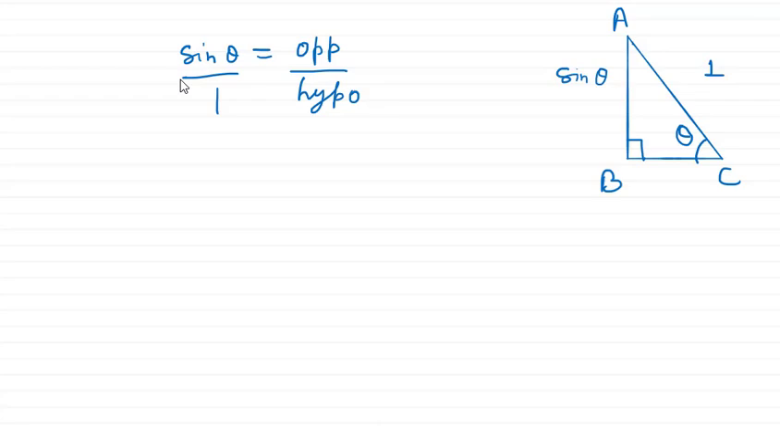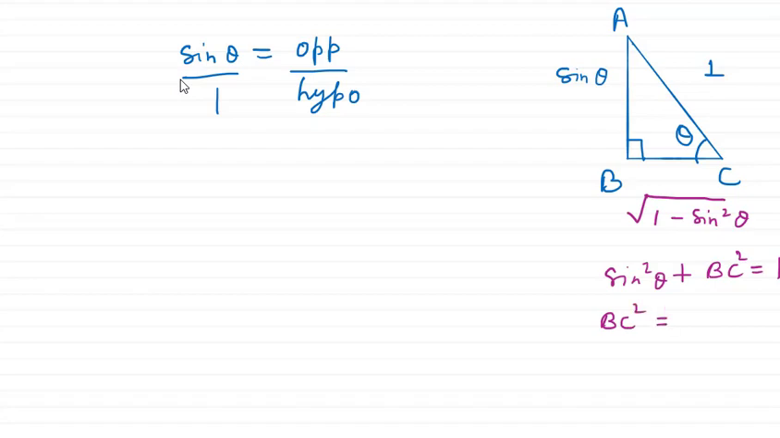So from here the opposite side I am taking as sine theta. This is the opposite side, so I have written this as sine theta, and the hypotenuse I have written as 1. Now you can use the Pythagoras theorem. If you use the Pythagoras theorem, then how much will the third side be? You know that sine square theta plus the third side square equals 1, so the third side square will be 1 minus sine square theta, or the third side will be root over 1 minus sine square theta.